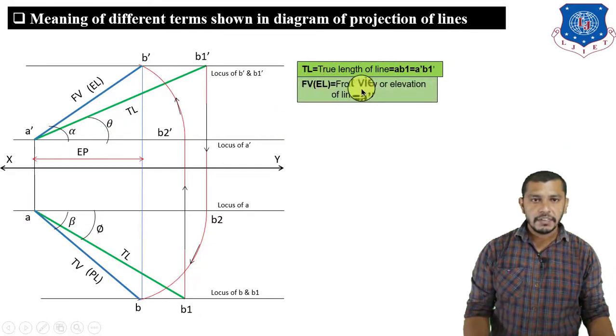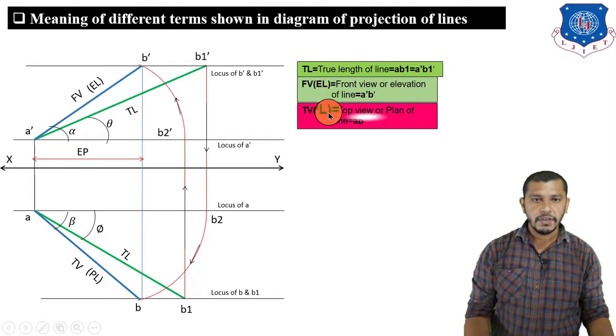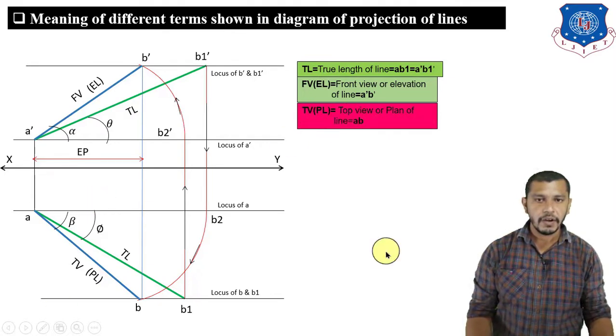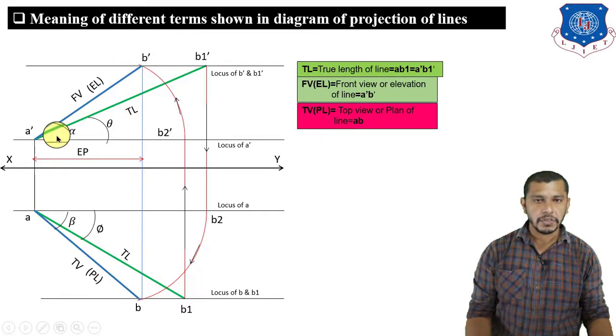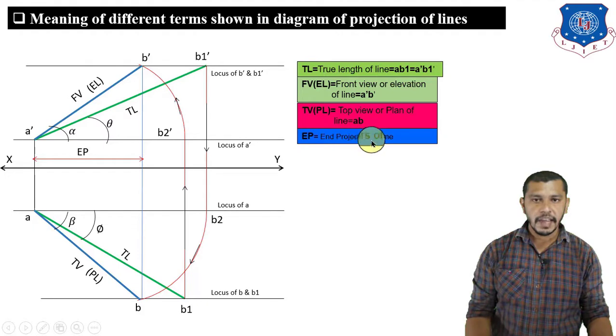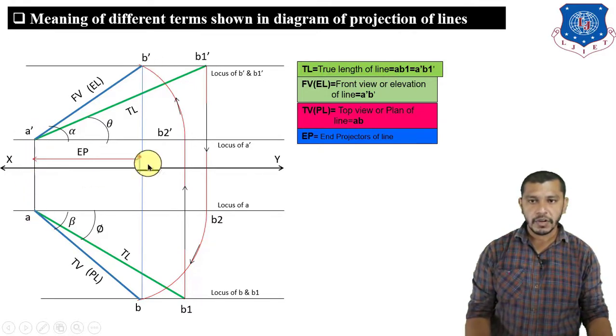FV or EL, that is the front view or elevation of the line, and it is denoted by A dash B dash. Then after, TV or PL, that is the top view or plan of the line, and it is denoted by AB in the diagram of projection of lines. Then after, EP, that are the end projectors of the line. So here is the EP. So what are end projectors? This is the projector of A and this is the projector of B.